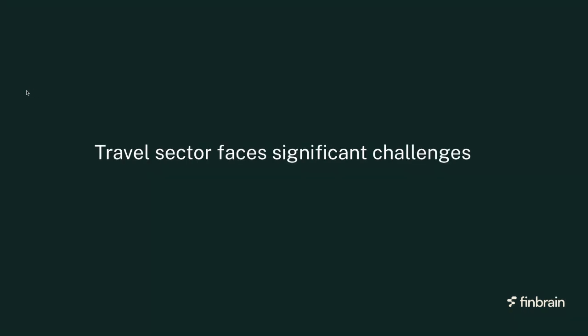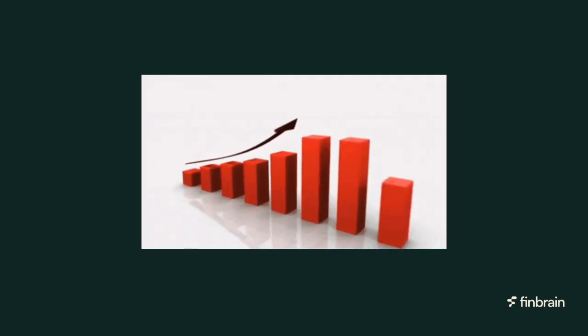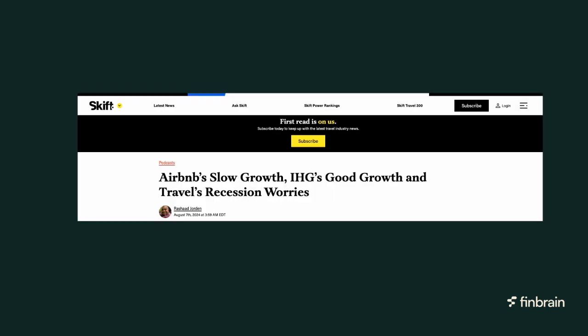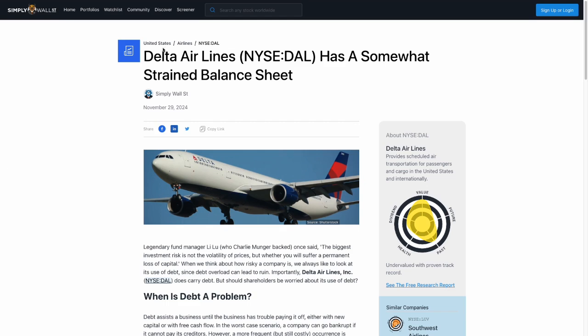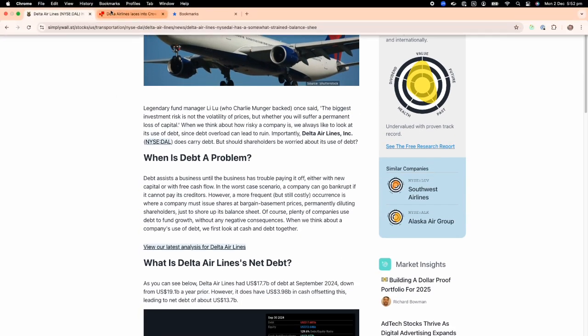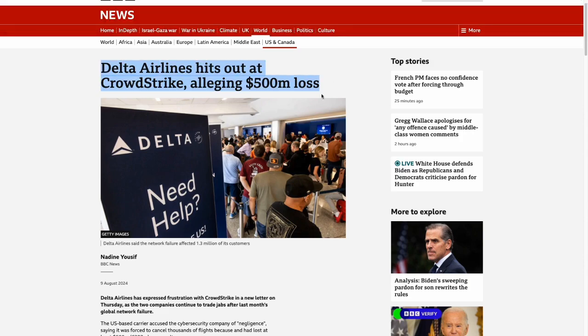The flip side argument, however, is that despite Delta's low PE ratio and strong Q4 earnings growth, the airline industry faces significant challenges: rising fuel costs, potential economic downturns, and ongoing geopolitical tensions could impact travel demand. Plus, Delta's 17.7 billion debt burden and vulnerability to external shocks like the CrowdStrike-caused outage demonstrate inherent risks.